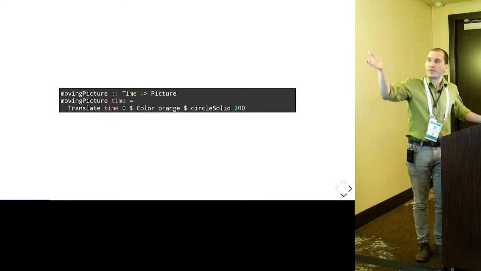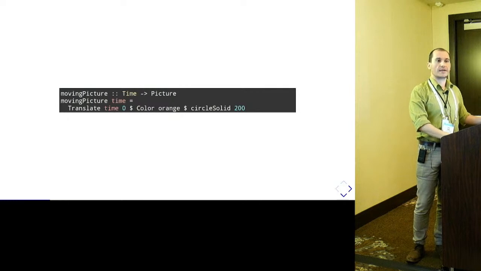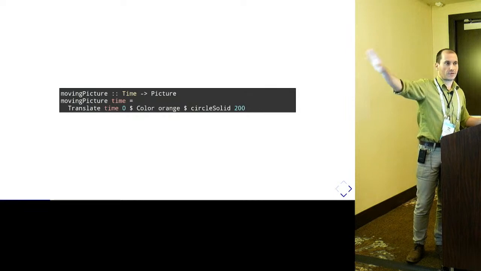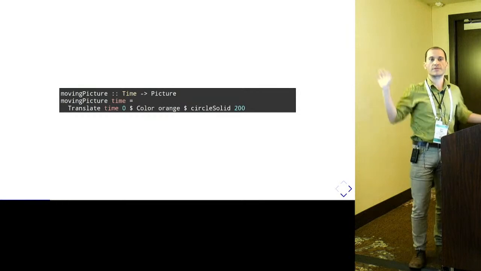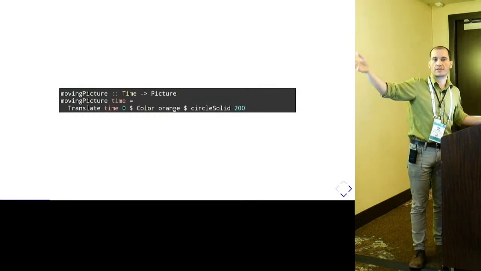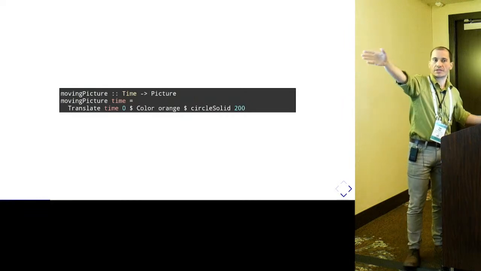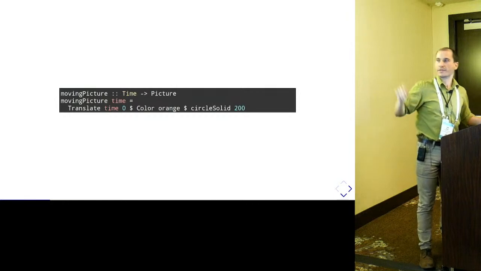And this is what it would look like if you took the pictures that we saw before and extended them in the same way, just taking time as an argument and using it in your code. So if you were able to draw this, it would be an orange circle that moves to the right as time moves forward, because it's being translated by the amount of time, right?